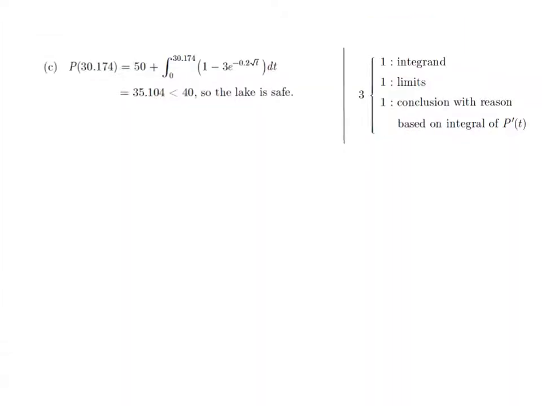Okay, let's take a look at the rubric. We're getting 3 points for this. So 1 point for the integrand. That would be for setting up this and putting your rate function inside and realizing that the integral of the rate is going to give you an amount. 1 point for your limits, and I am interested that they put 30.174. I more commonly see them doing what I proposed as the second option of putting a letter there to represent that minimum point. So I would encourage you to do that, but maybe they would give you full points if you didn't. And then 1 point for the conclusion with reasoning.